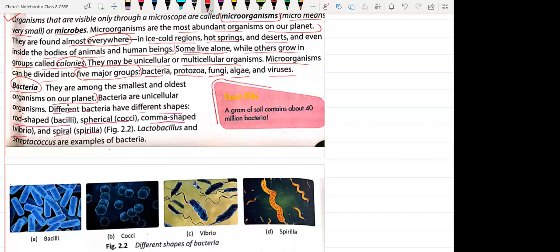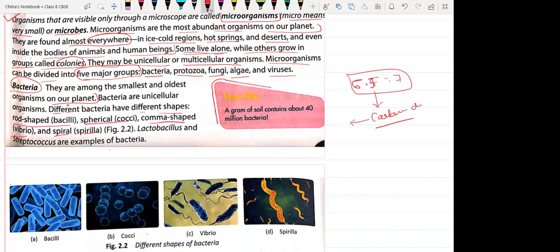And we know dinosaurs lived on earth about 6.7, 6.5 or maybe 7 crore years ago, right? So the age of the dinosaur was calculated with the help of carbon dating. With the help of the carbon dating technique, it has been proven that bacteria are the oldest organisms on our planet.